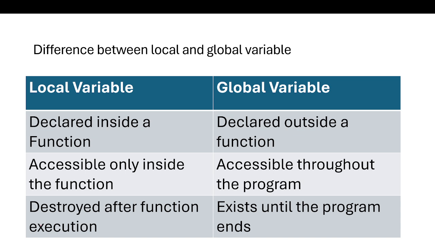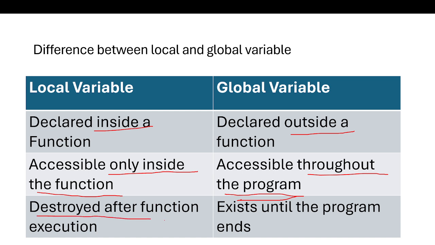Difference between local and global variable. A local variable is declared inside a function, a global variable is declared outside a function. This is the main difference. A local variable is accessible only inside the function, and a global variable is accessible throughout the program. A local variable is destroyed after the function execution, and a global variable exists until the program ends.